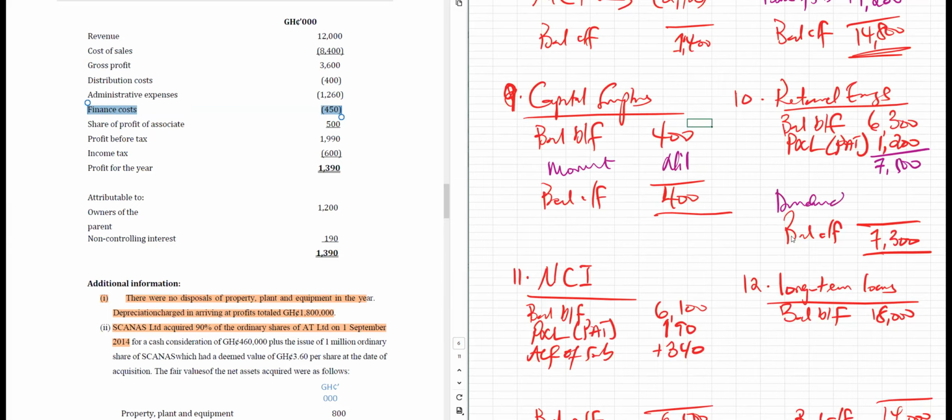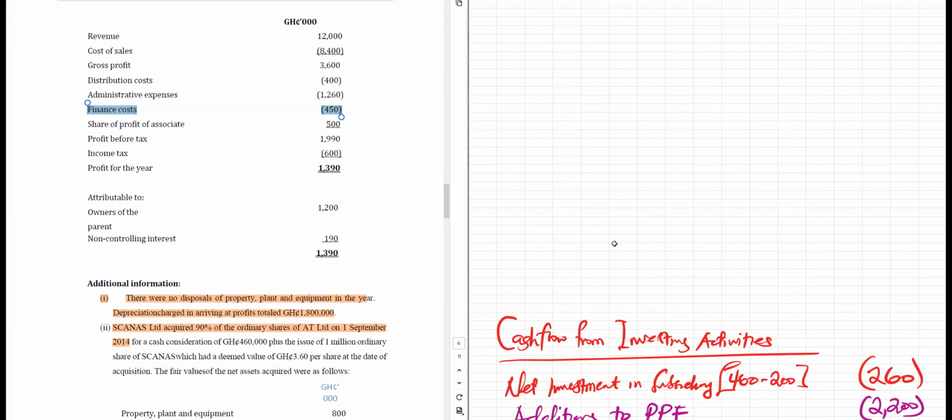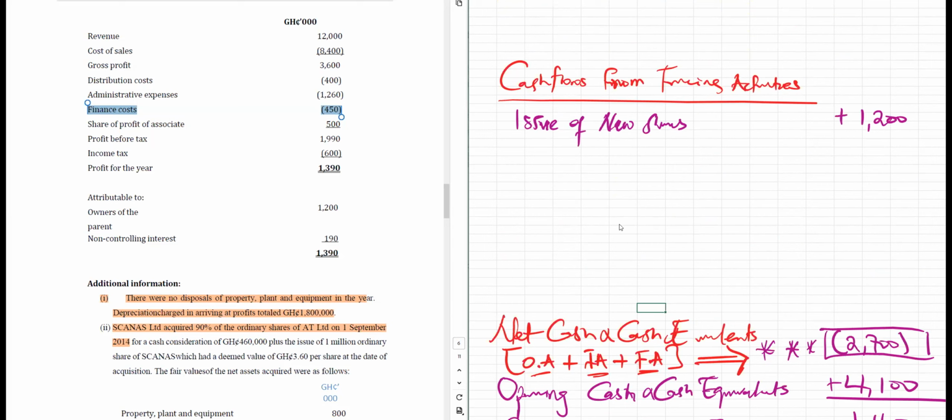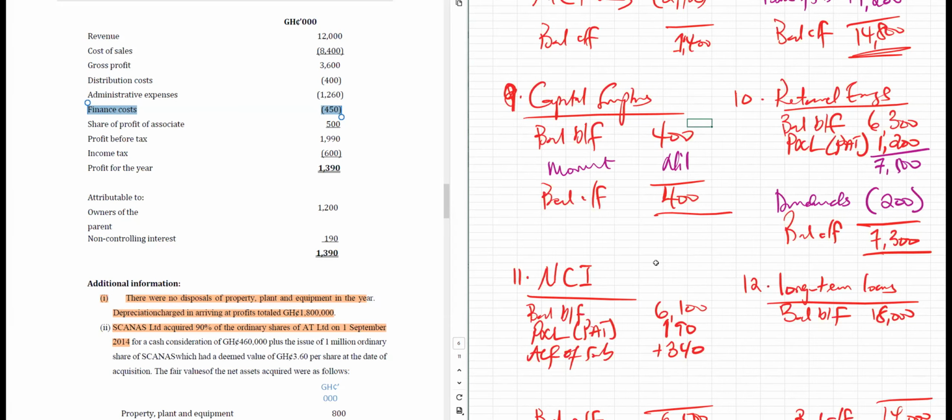Did we receive dividends? Did we pay dividends? Yes. How much? 200. True or false? True. So that means we have dividends paid to owners of parent, 200, right? Outflow. Okay. That account too is gone.